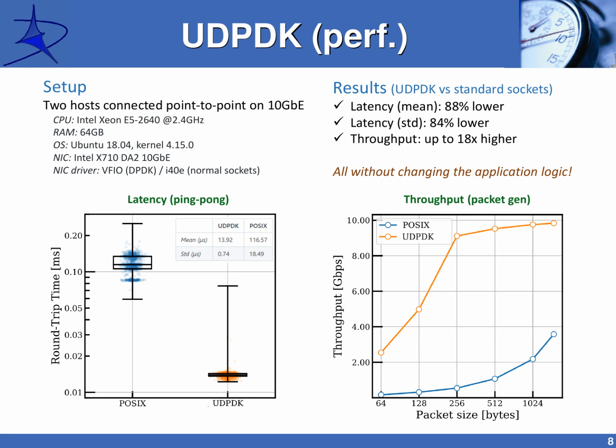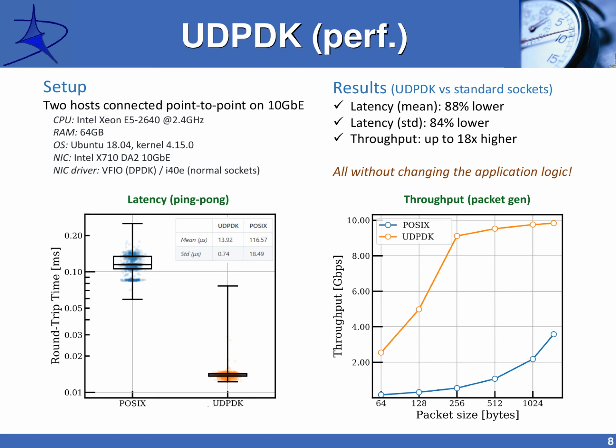We connected two identical servers with a 10 gigabit point-to-point link and measured the latency and throughput with two ping-pong and packet-gen applications, respectively. The numbers turned out to be quite good, especially considering the slightly outdated hardware that we had available. For the latency, measured as round-trip time, we observed that the hosts can communicate back and forth with UDPDK sockets in less than 14 microseconds, while that would be almost tenfold higher with standard sockets.